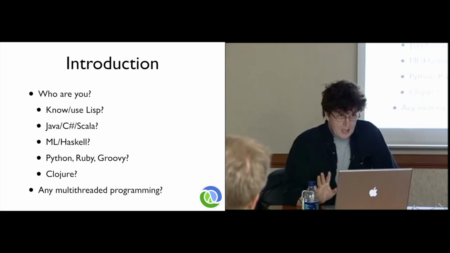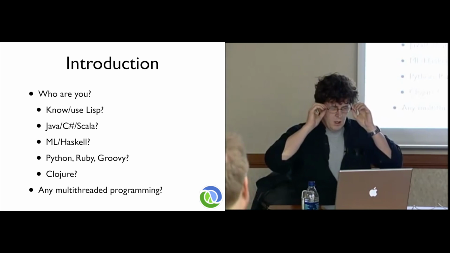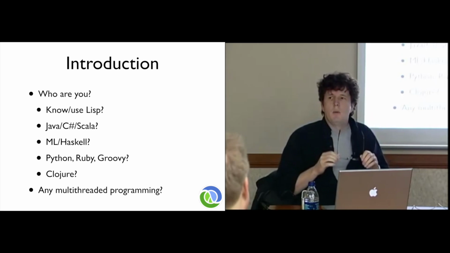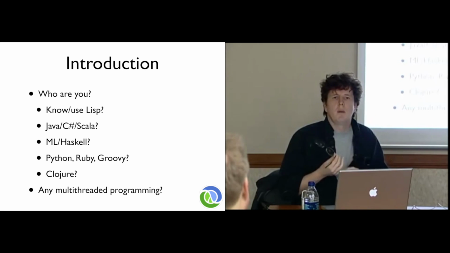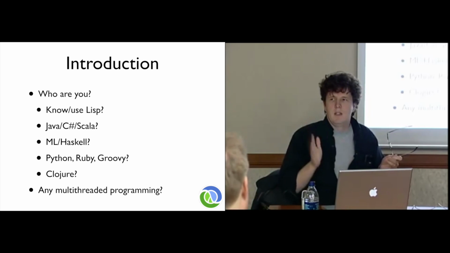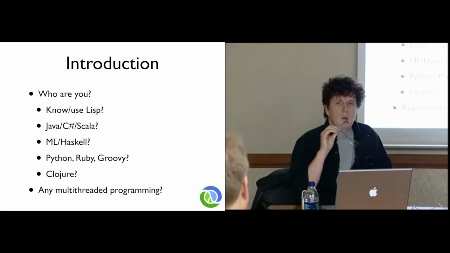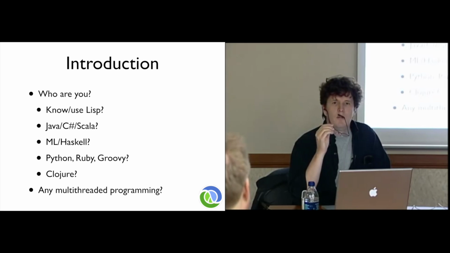And so I'd like to try to get an idea quickly of where you're at so I know what not to bother with or what you need to hear. How many people here use Lisp at any point, Common Lisp or Scheme? Okay, that's good, about half. And then how about the Java, C#, Scala thing? So almost everybody does that. Anybody with any ML or Haskell? Just a couple. Okay. Python, Ruby, Groovy. Okay. How about Clojure? Anyone using or trying Clojure? A couple of people in the room.